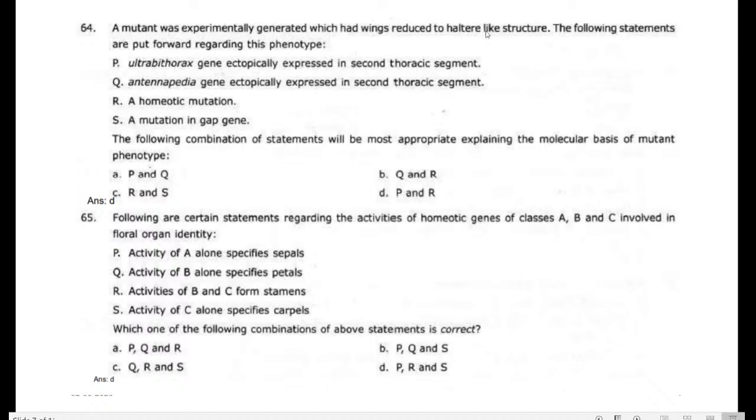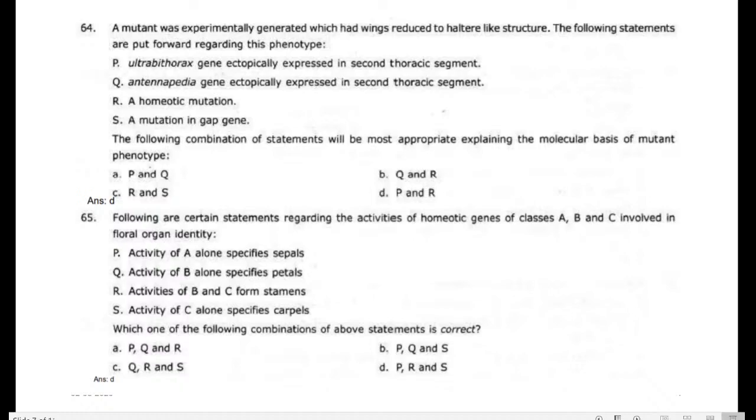As per the statement, the qualitative change is a structural change. The structural change happens with the homeotic mutation, a homeotic gene related one, HOX. And the following are certain statements regarding the activities of homeotic gene classes A, B, C involved in the floral organ identity. Very important. Once again, I tell this, the floral organ identity concept.